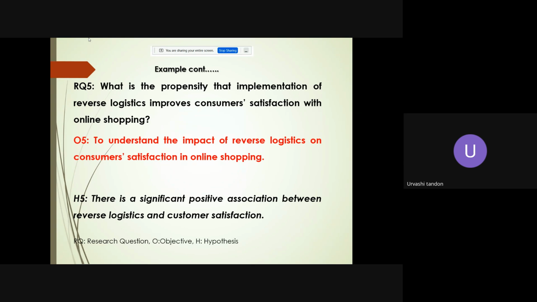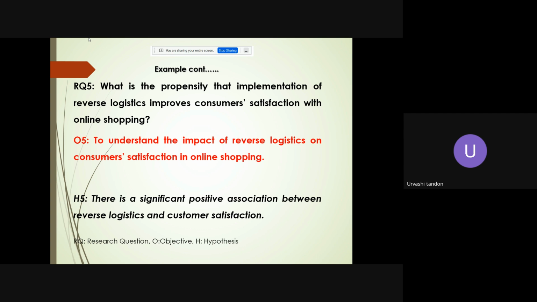And last is reverse logistics. Nowadays this reverse logistics has been introduced. That means if you don't like the product, you can return it also, right? So what is the propensity that implementation of reverse logistics improves customer satisfaction with online shopping?